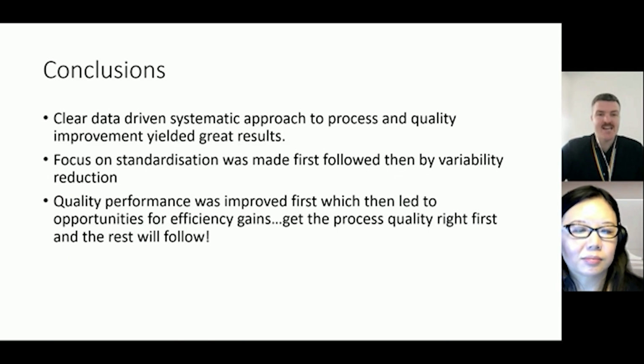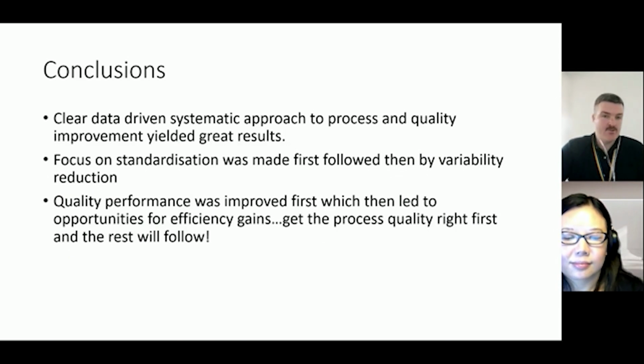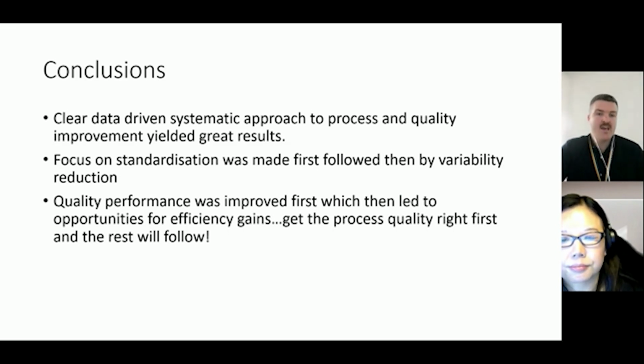So to summarize, what we've gone through is a very clear, simple, data-driven, systematic approach to understanding our process quality, and then to dictate what the next steps would be to improve what we've got already. We've mentioned before that we focus on standardization first, like the measurement system and the filling needle setup. That has led to variability reduction, because everybody's doing the same thing every day, every shift. That drives consistency, which drives variability down.